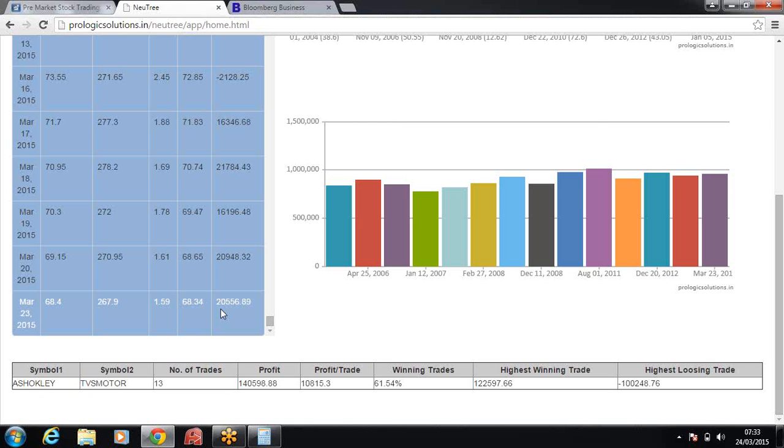So this is the Ashok Leyland and TVS Motors trade. Roughly, if you ask me, around 50,000 is a profit even now, if you just trade once the market opens.